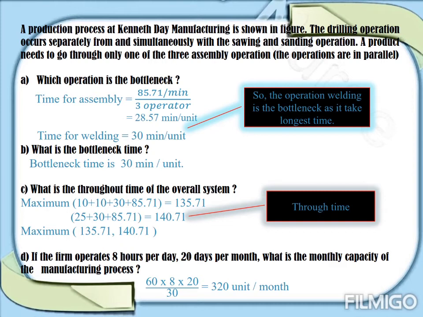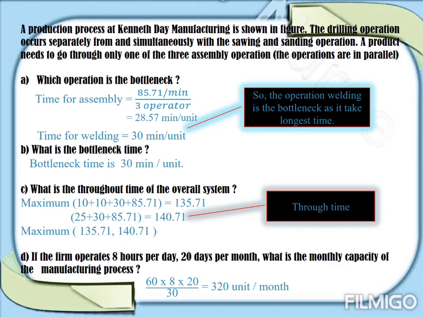A product needs to go through only one of the 3 assembly operations. That means we have 3 assembly operations in the figure, but only one operation will occur in one process, because the assembly operations are in parallel. So let's move on to our questions.